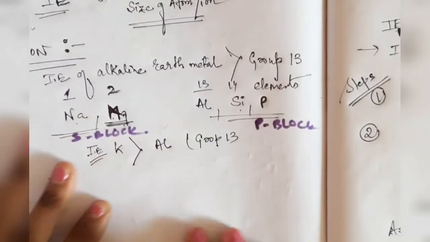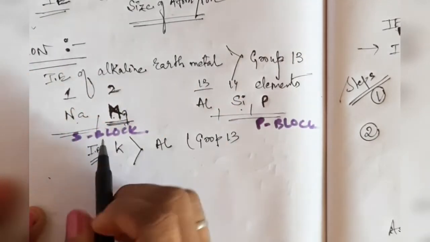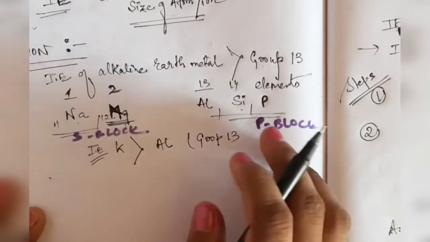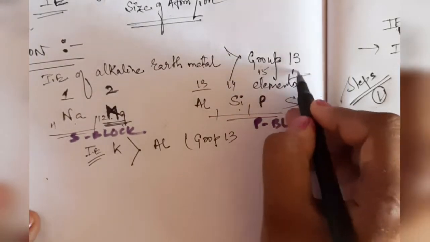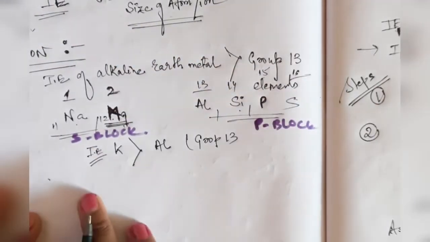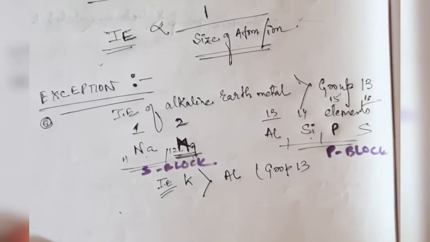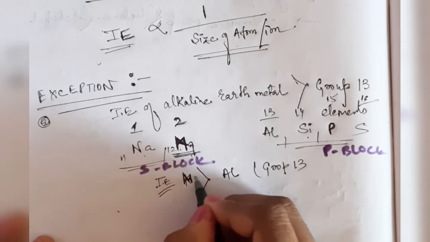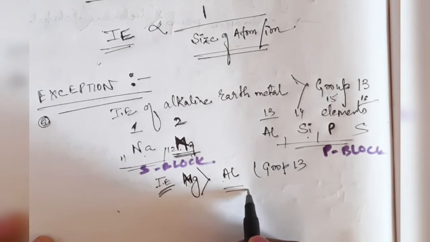Now consider sodium, magnesium, aluminium, silicon, phosphorus. Sodium's atomic number is 11, magnesium is 12, aluminium is 13, silicon 14, phosphorus 15, and then 16 is sulfur. If we consider this, the first ionization energy of magnesium is more than the first ionization energy of aluminium.